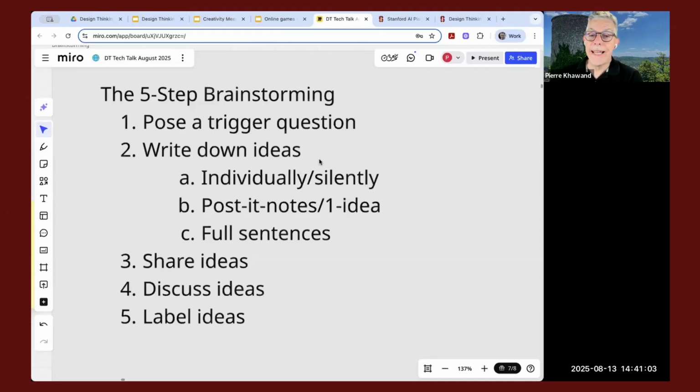So then we write down ideas, and we do this individually in silence. And we do it on post-it notes, one idea per post-it. As you will see soon, if you're scattered in different locations, you might do it in an online environment like the one I'm going to be using today, which is Miro, or whatever other environment you may have access to. And we do one idea per post-it. And then we try to encourage everyone to write full sentences, so not cryptic couple words that nobody else can understand. And then we move into sharing ideas.